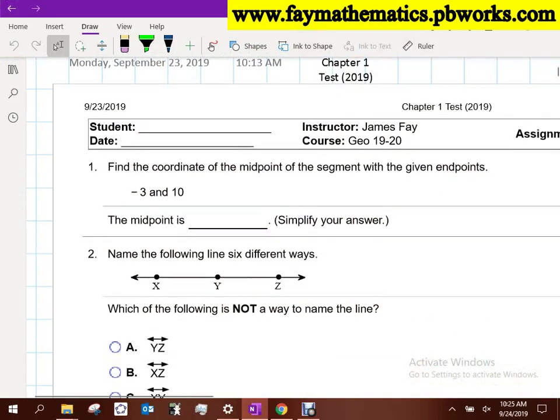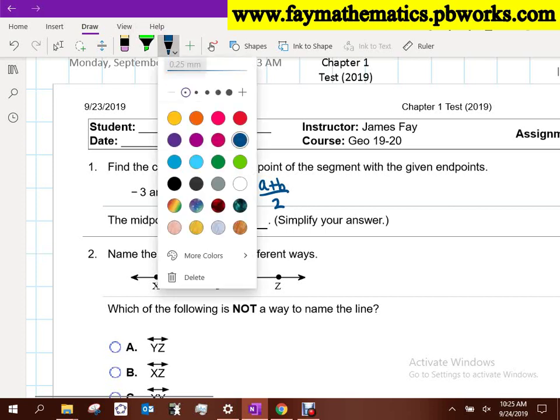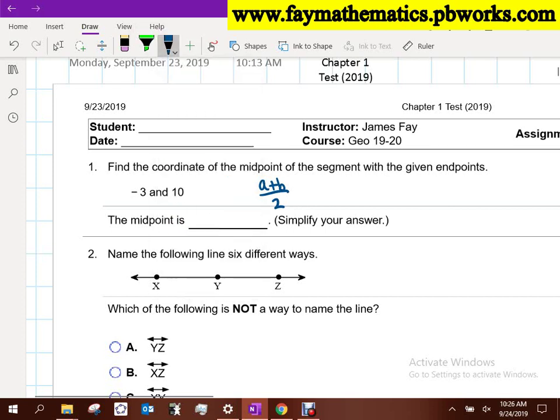Question number 1, find the coordinates of the midpoint of the segment. Remember the formula for that is A plus B over 2. You add the endpoints' coordinates divided by 2. So negative 3 plus 10 over 2. That's going to give me 7 halves.